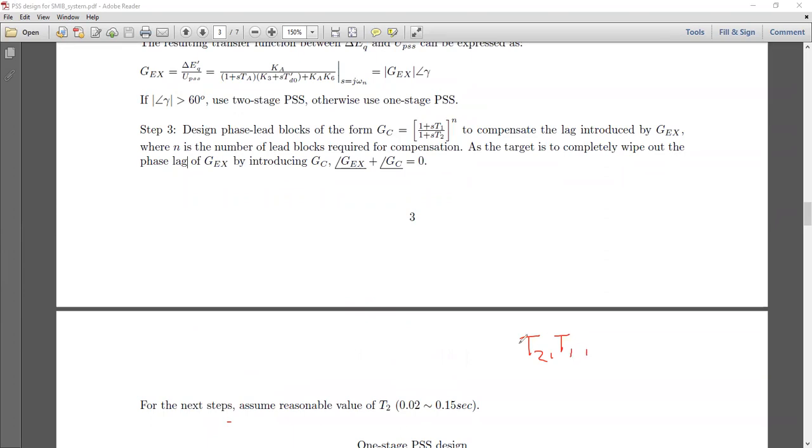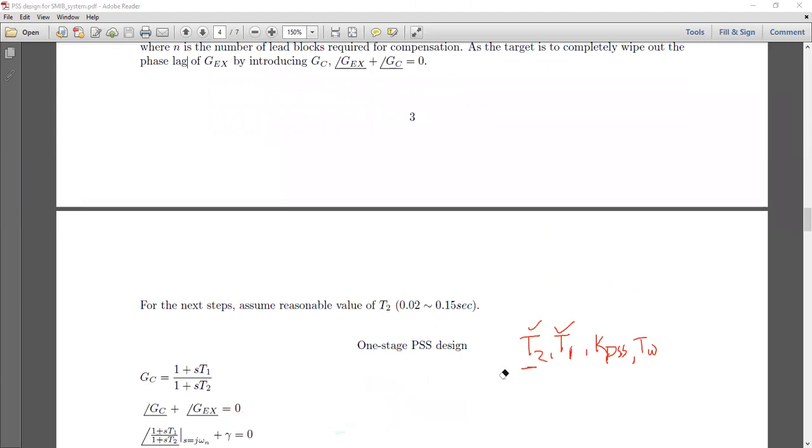For the next steps, as I said, we have a few parameters to complete the design of the PSS. These two are the time constants for the lead blocks. If it is a one stage PSS, then we have a gain to be designed, and of course we have the washout time constant. So these 4 things are to be designed. To start with, we will assume some reasonable value for the washout time constant. Again, this is a thumb rule, between 0.02 to 0.15 seconds. So you choose this value, and then we start our design.